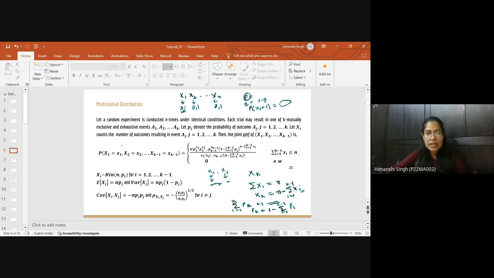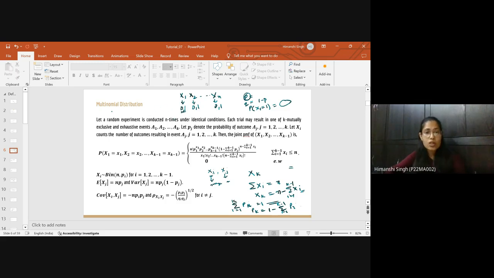So this is basically a kind of generalization of the binomial distribution when the number of outcomes can be more than two. Apart from success or failure, we can have many more outcomes. In that kind of scenario, we use this multinomial distribution.